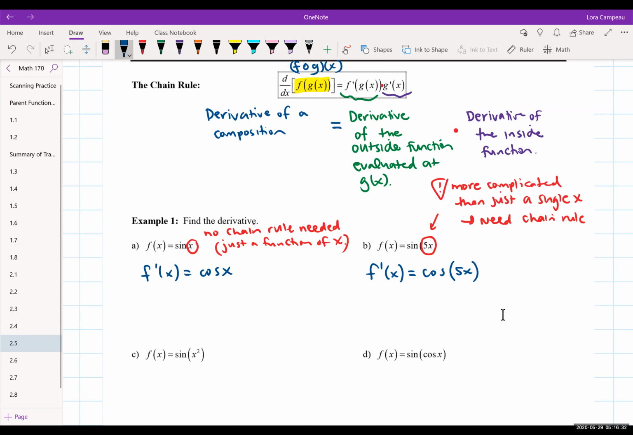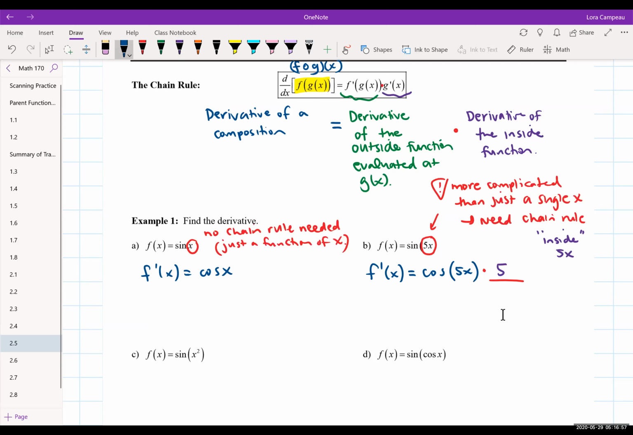But then the chain part, the little link we're going to add on, has to be multiplied by the derivative of the inside. And the inside function, if we want to label it just in case, is 5x. So the derivative of 5x is just a 5. So there's the chain rule in effect.